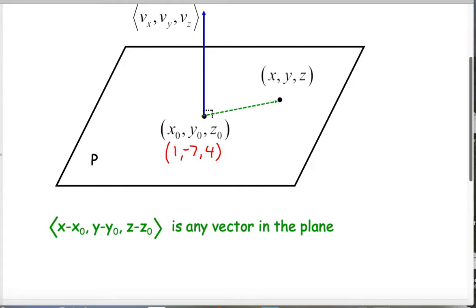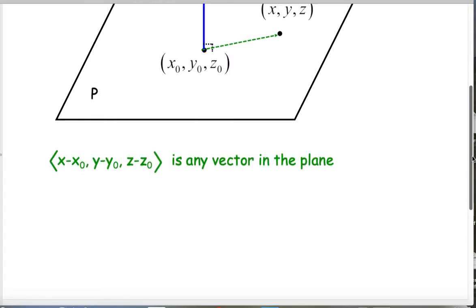Okay, so we have that green vector as any vector in the plane. And then we have the blue vector, which is perpendicular to the plane. From what we know about vectors that are perpendicular, we know that if I do the dot product of the blue vector and the green vector, it should equal 0 because they're perpendicular. So that's going to be how I'm going to generate the equation.